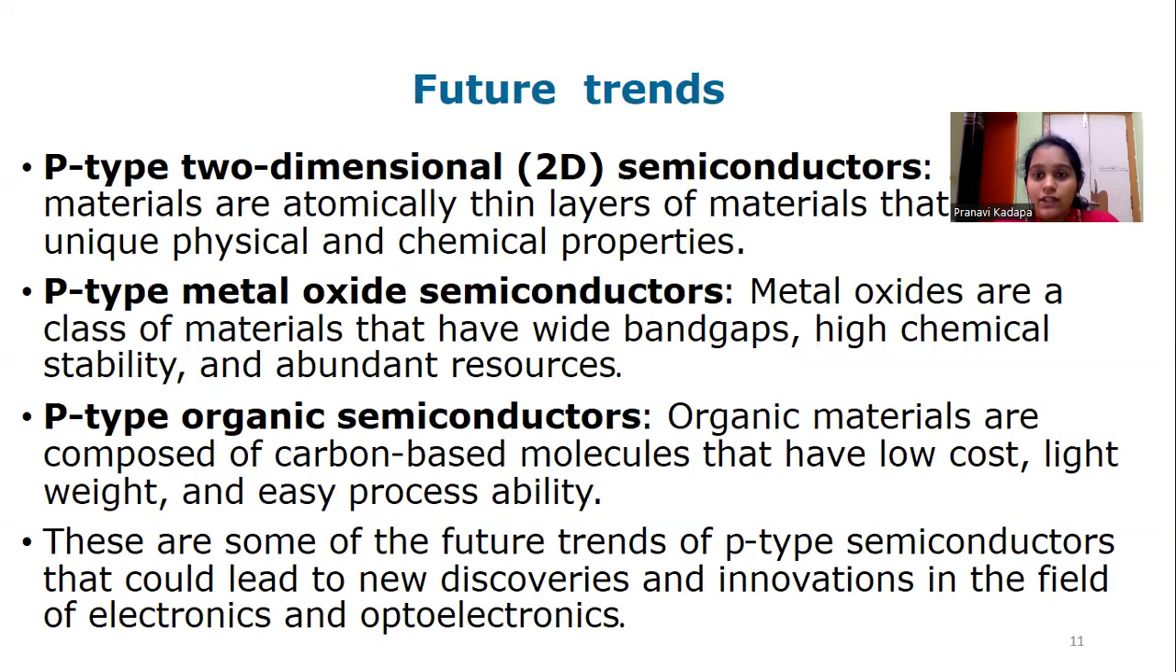In P-type metal oxide semiconductors, metal oxides are a class of materials that have wide band gaps, high chemical stability, and abundant resources. Likewise, organic semiconductors are composed of carbon-based molecules that have low cost, light weight, and easy processability. So these are the future trends of P-type semiconductors.